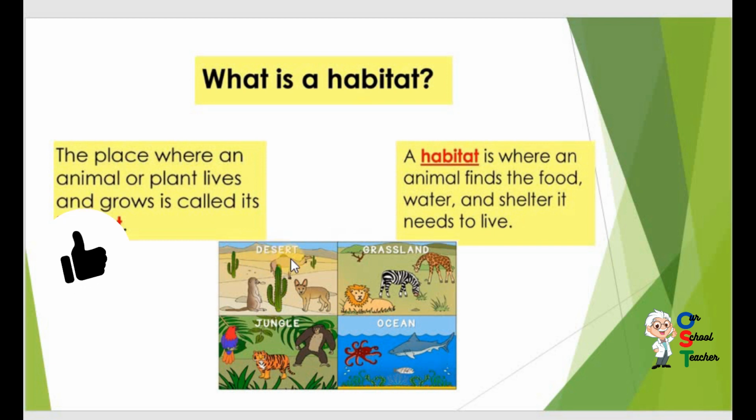There are different types of habitat: desert, grassland, jungle, and ocean. And there are different types of animals in their different types of habitat.